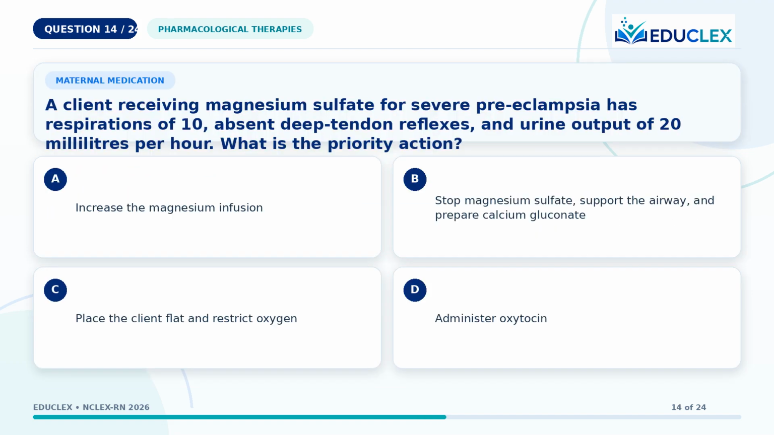Question 14. A client receiving magnesium sulfate for severe preeclampsia has respirations of 10, absent deep tendon reflexes, and urine output of 20 milliliters per hour. What is the priority action? Option A. Increase the magnesium infusion. Option B. Stop magnesium sulfate, support the airway, and prepare calcium gluconate. Option C. Place the client flat and restrict oxygen. Option D. Administer oxytocin.